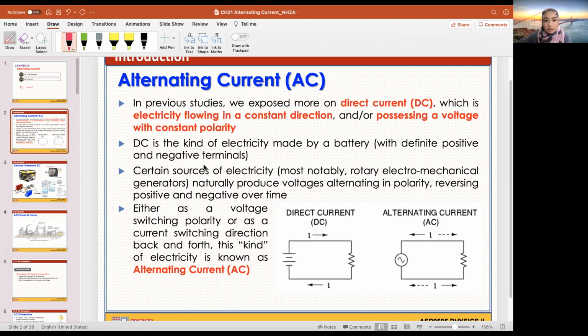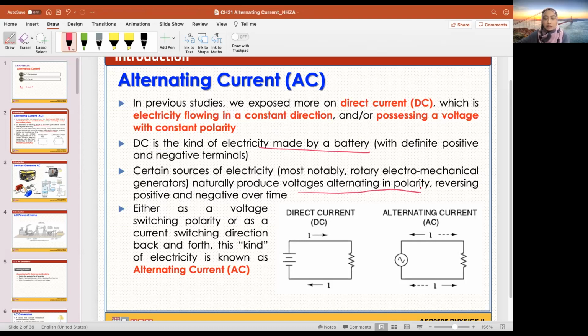Okay, so AC current. In previous studies, we were exposed more to DC, which is the electricity flowing in a constant direction or possessing a voltage with constant polarity. Constant polarity means its positive and negative do not change. It cannot be flipped, right? So DC is a kind of electricity made by a battery. Certain sources of electricity, most notably generators, naturally produce voltages alternating in polarity.